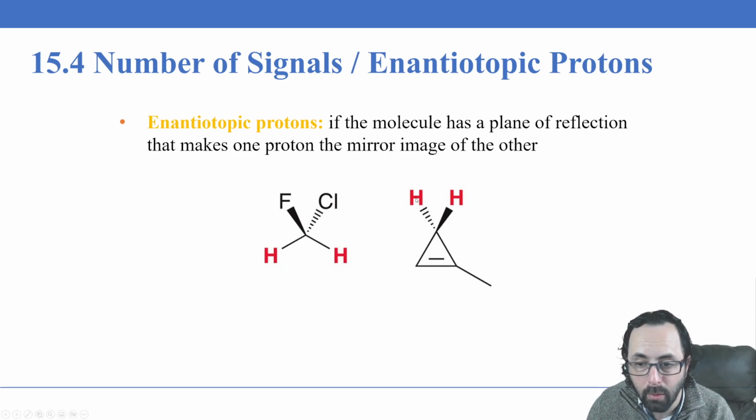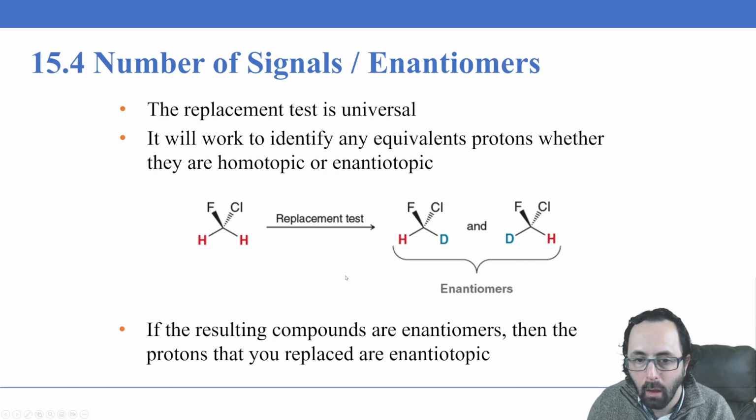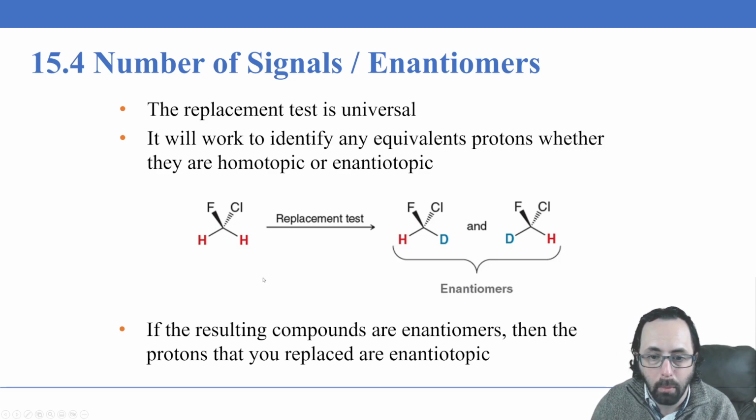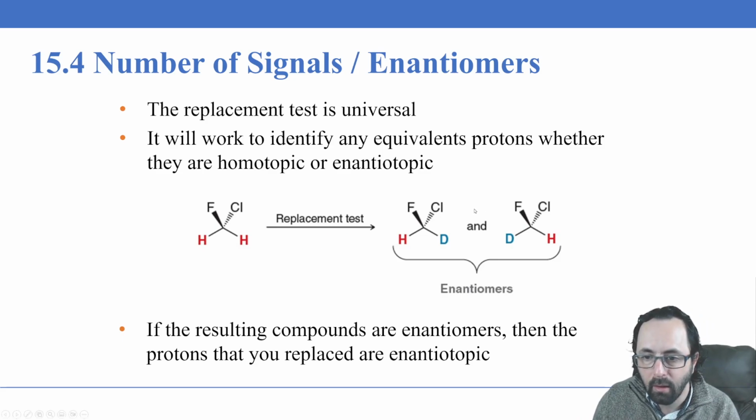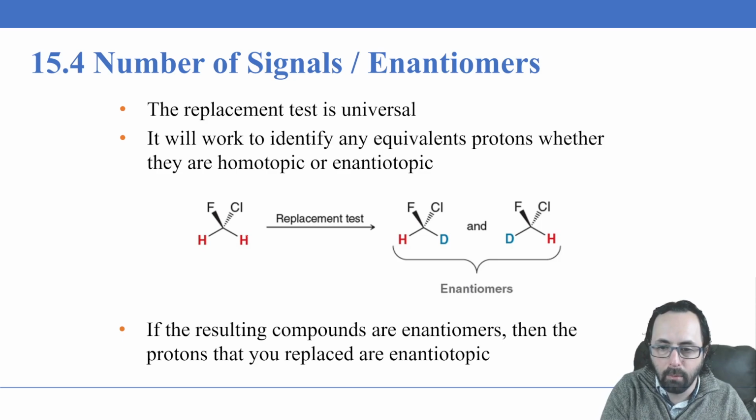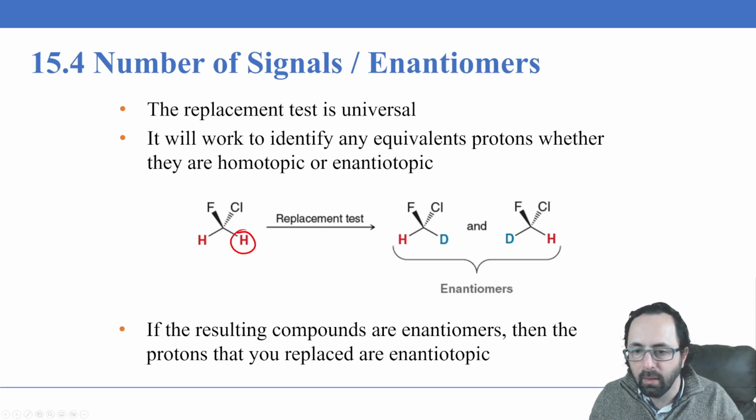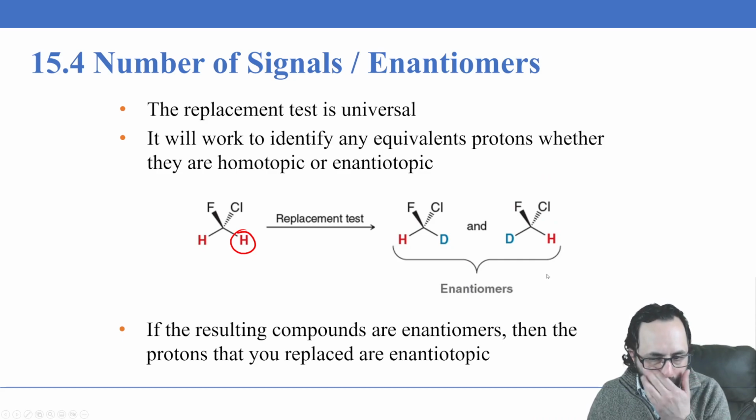If I replace one with the other and I get the mirror image, it will be the same molecule here. Let me show you how that test will work. Let's say we replace this hydrogen atom with deuterium. Then if we replace this one here with the deuterium, we get the structure on the left. If we replace the other atom with deuterium, we get the structure on the right. But these are enantiomers of one another.